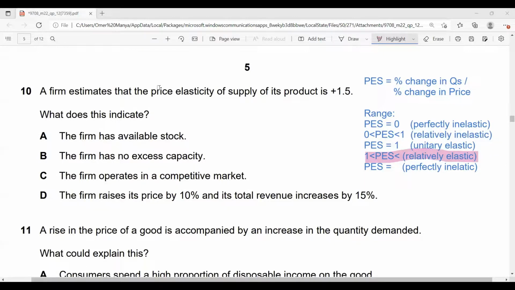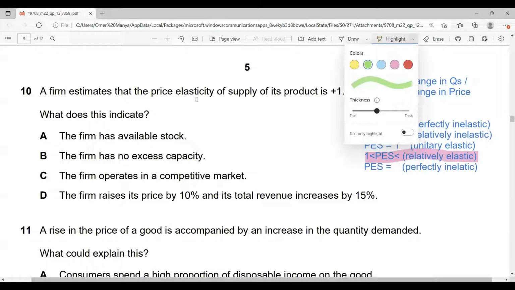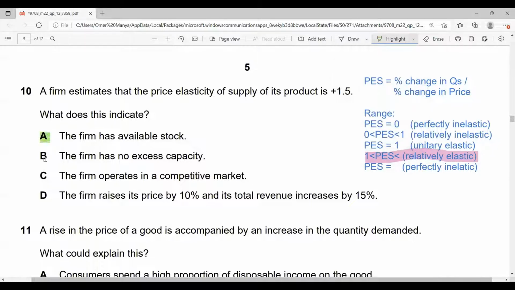PES can also be elastic when there's spare capacity. So that means that the producer has the ability to increase supply because they have resources that have not been fully utilized. So they can increase supply more easily if there's a change in price. Given this, the answer that is most relevant is A, which is the firm has available stock. This would suggest that PES would be elastic, and that is why that's the answer.